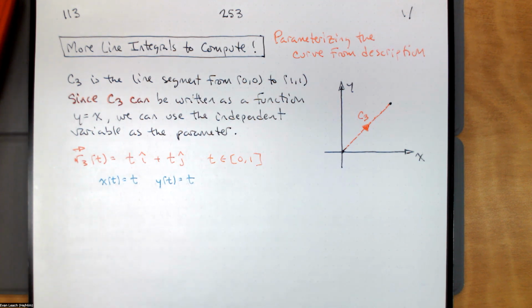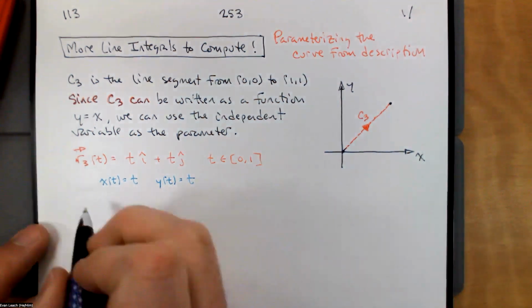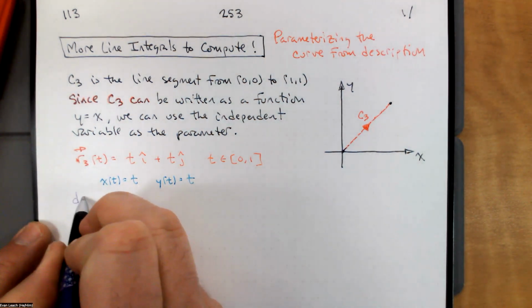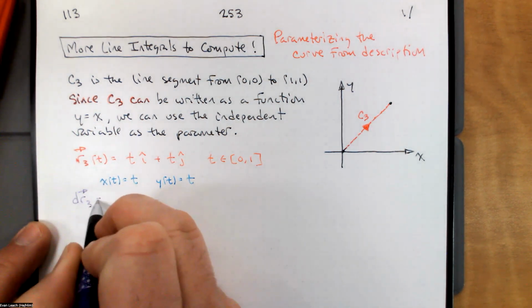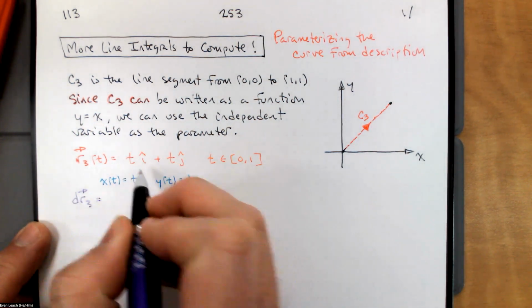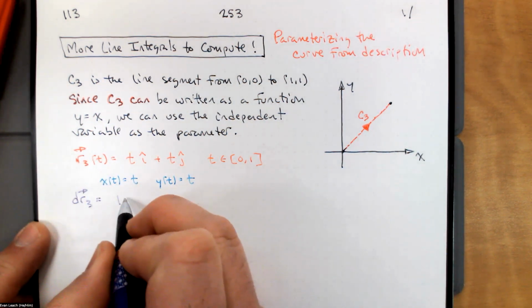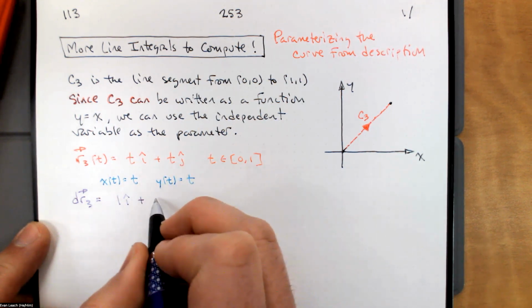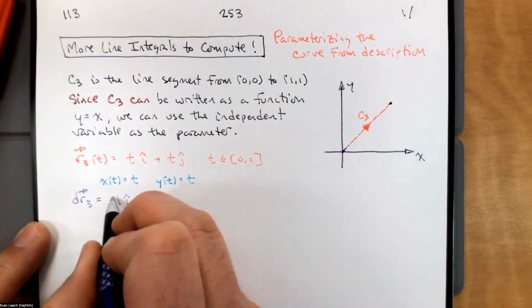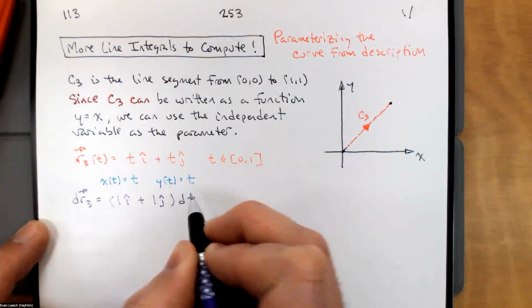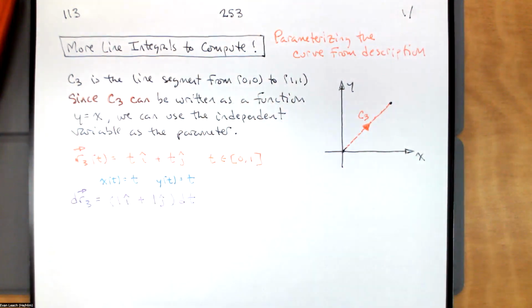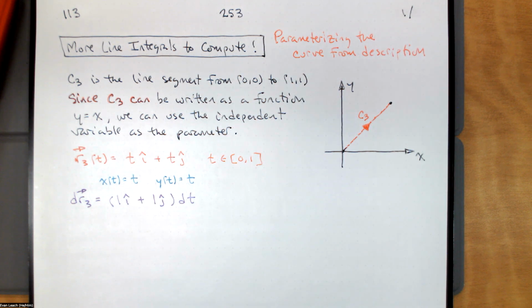The other part that we would need for this, well, we'd need a vector field in which to plug this stuff. But then we'd have a dr. We just take the derivative of each of the components. So the derivative dr, the derivative of t is 1 in the i direction, and the derivative of t is 1 in the j direction. And then this gets multiplied by dt. So this is the direction of the curve at every point on the curve.